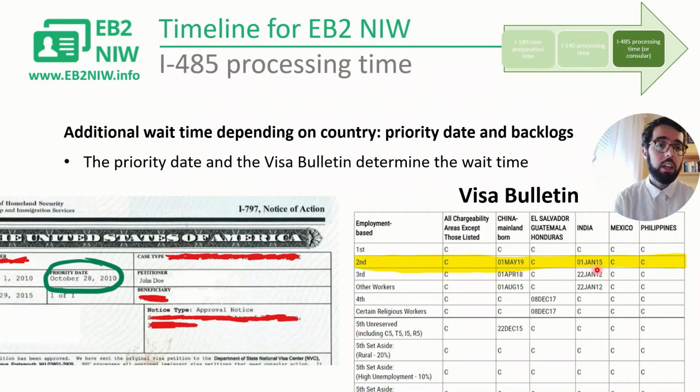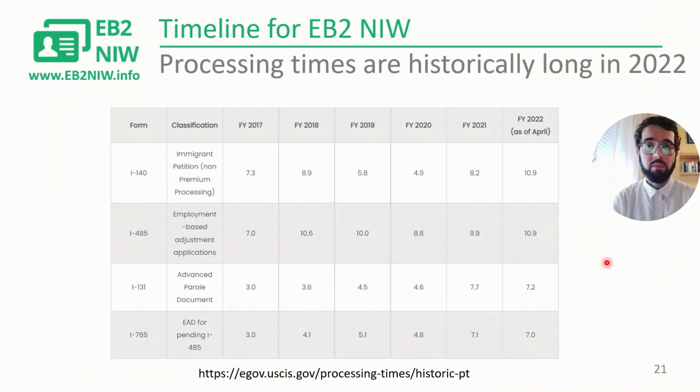If you are from India, in this particular example, your case is even worse. You would have to wait until your priority date is after this Visa Bulletin date. So that adds some wait time for people from these two countries in this particular example, but always check the current Visa Bulletin to get the exact times at the exact moment you are doing this.